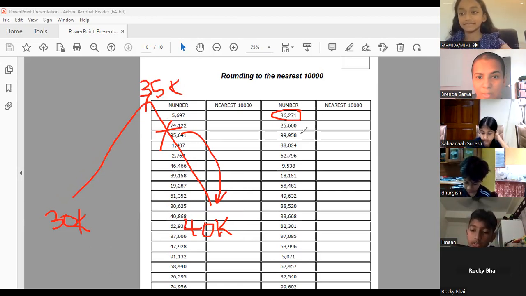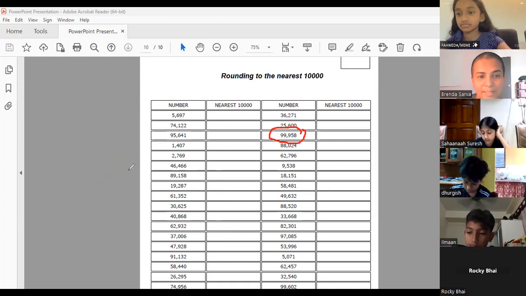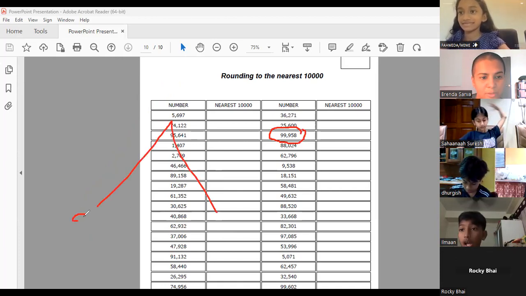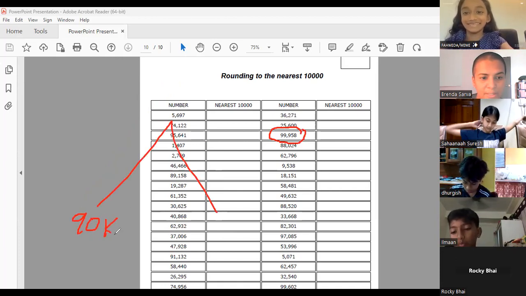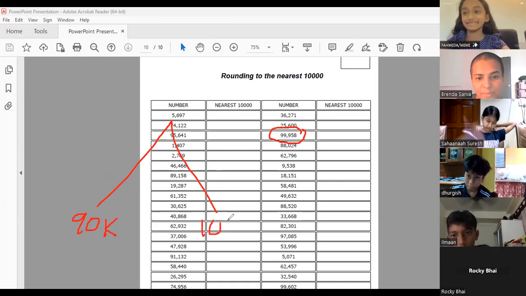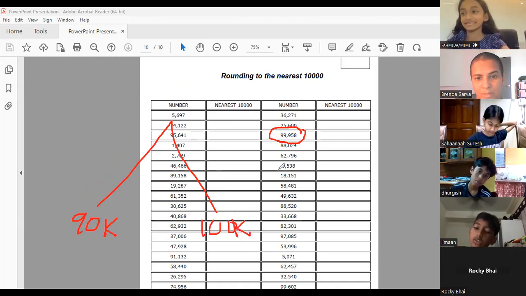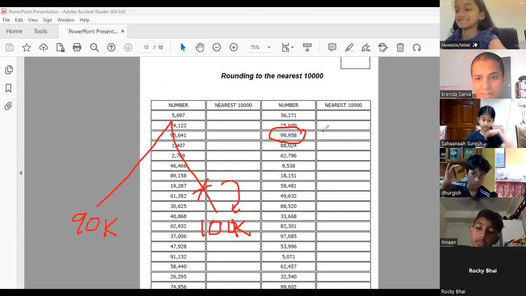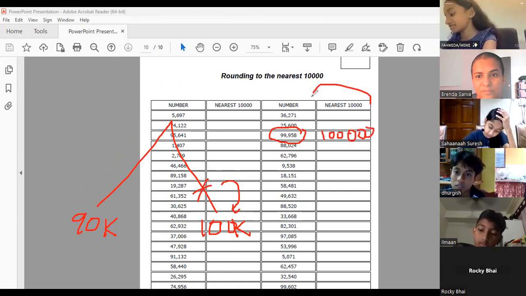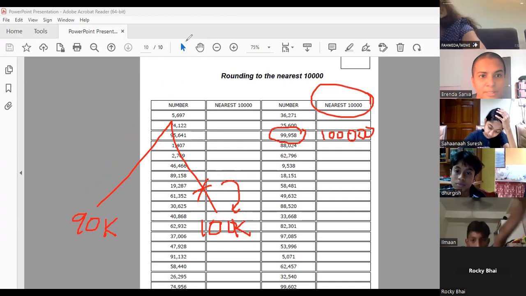One more last question: 99,000. So obviously this is 90,000 and the other hill would be 100,000. Where is 99? 99 is surely somewhere here. So where will you fall? 100,000. That's for the nearest 10,000.